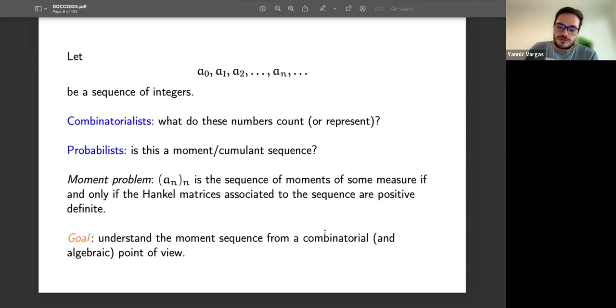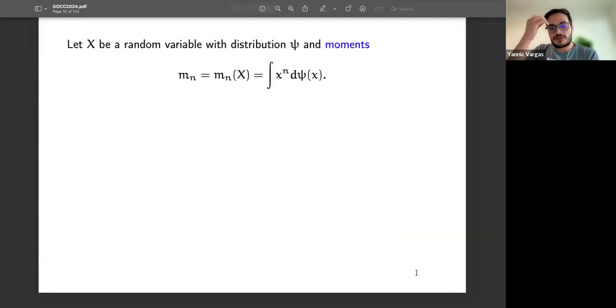The precise goal of this talk is to understand the sequences of moments studied in probability from a combinatorial and algebraic point of view. That will be the main goal of this talk, and also one of the reasons why I started to look at this area. Let me recall some basic facts about moments.